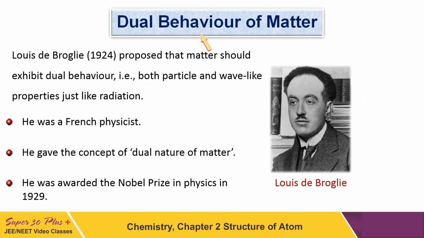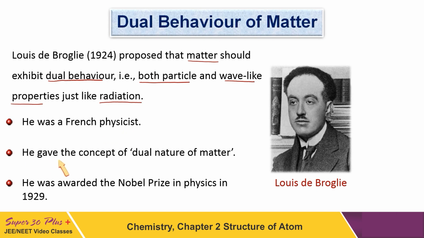So here we go, students, with the dual behavior of matter. In this picture you see a person named Louis de Broglie. In 1924 he proposed that matter, what is matter? Anything which has mass and occupies some volume is called matter. So in 1924, students, he proposed that matter should exhibit dual behavior, meaning particle and also wave-like properties, just like radiations. Radiations are waves. He proposed that matter should also exhibit two kinds of behavior, particle and wave. He was a French physicist.